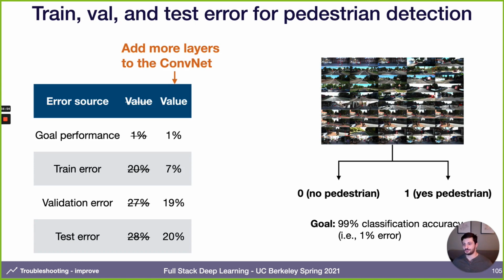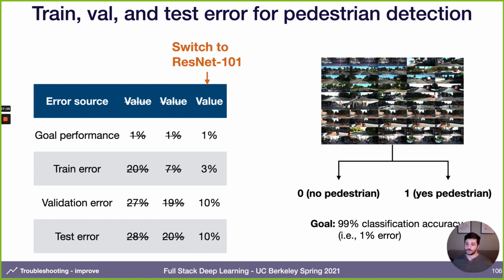All right, so let's walk through an example here. Again, our training error was much worse than our goal performance. So the first thing that we might try would be adding more layers to our ConvNet. Maybe that reduces our training error to, let's say, 7%. Still not good enough. So we might switch from a bigger ConvNet to a ResNet, and that might reduce our training error down to 3%.